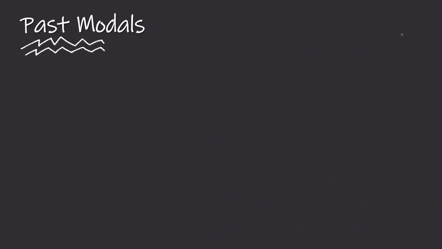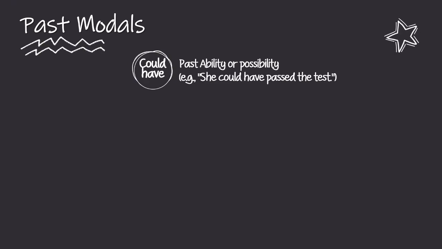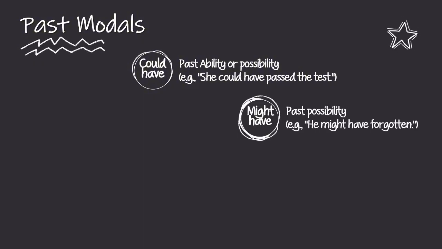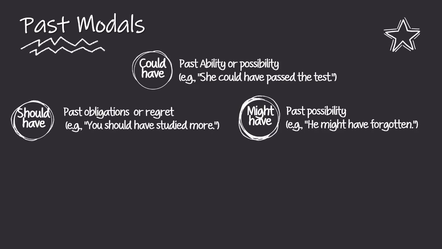Next up, past modals. These are used to talk about situations in the past, often with a sense of speculation, regret, or missed opportunities. For example, could have shows past ability or possibility, like, she could have passed the test. Might have is about past possibility, as in, he might have forgotten. Should have expresses past obligation or regret, like, you should have studied more.